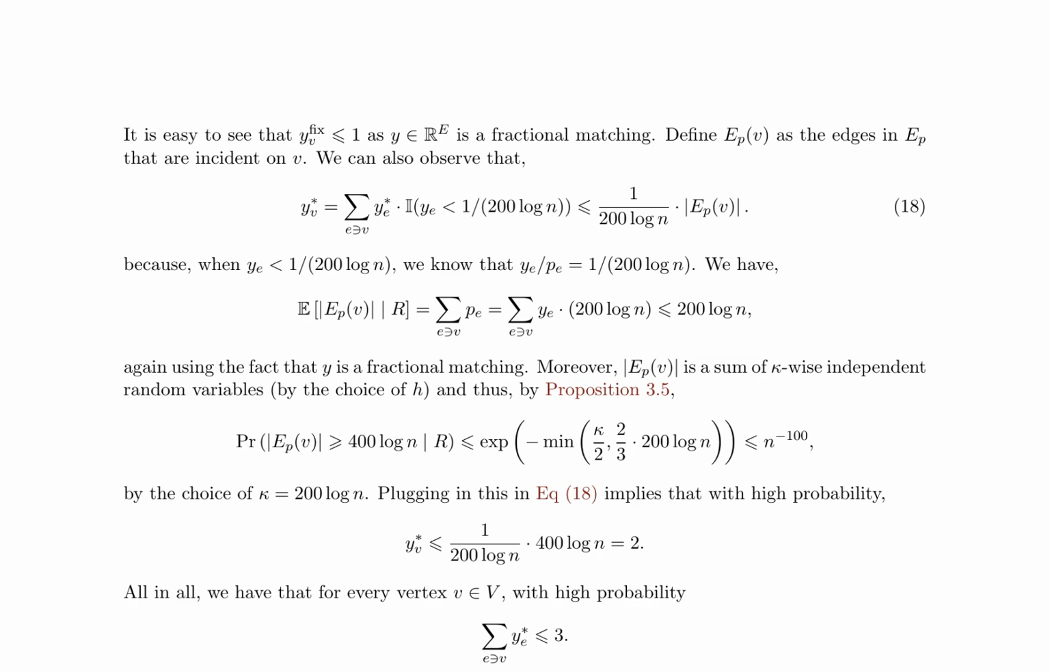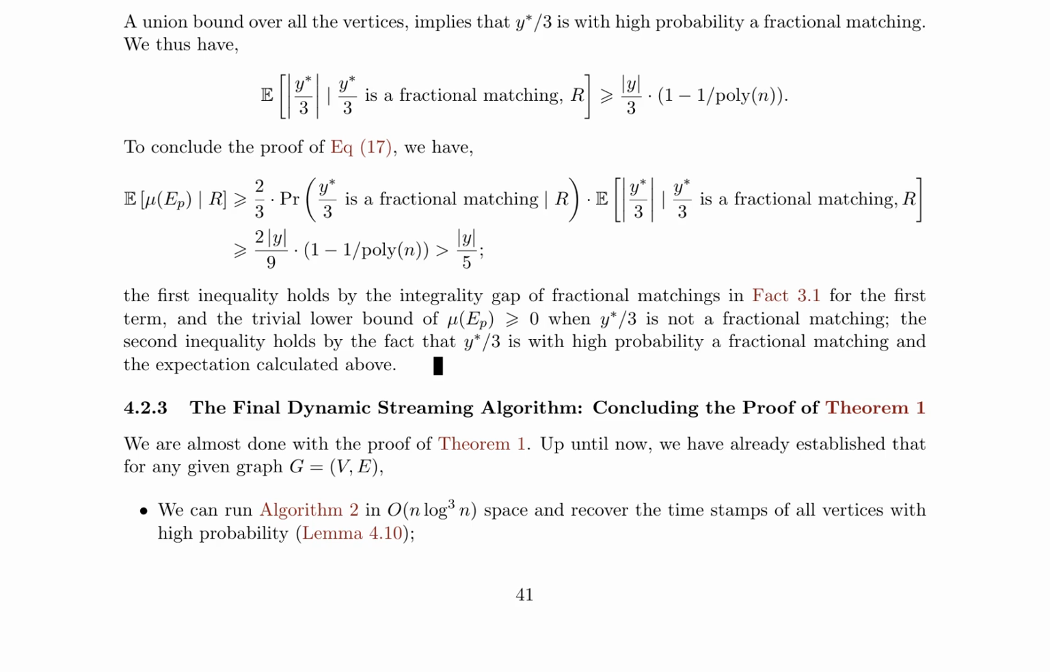As $e_p v is a sum of $y's independent random variables, proposition 3.5 is applied to show that with high probability $e_p v ≤ 400 log n. This implies that with high probability $y_v ≤ $2. A union bound over all vertices yields that $y_3 is with high probability a fractional matching.